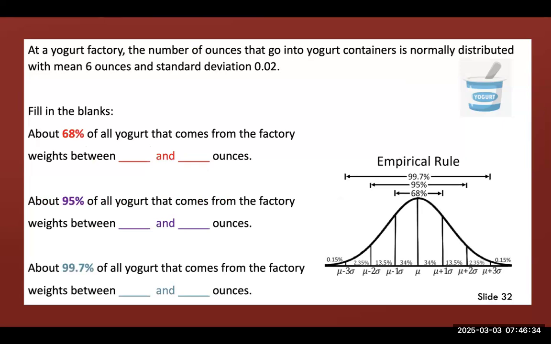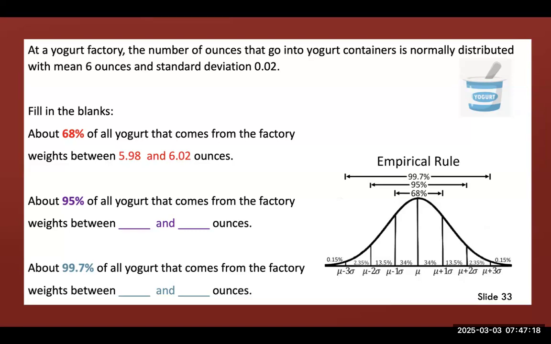Let's fill in the blanks. Using the empirical rule, about 68% of all yogurt that comes from the factory weighs between what and what ounces? We know that the mean is 6 ounces. So in the center of the graph, you see mu, that is equal to 6. If we subtract one standard deviation, we'll get 5.98. And if we add one standard deviation, so we take 6 and add 0.02, we'll get 6.02. So 68% of all yogurt will weigh between 5.98 and 6.02.